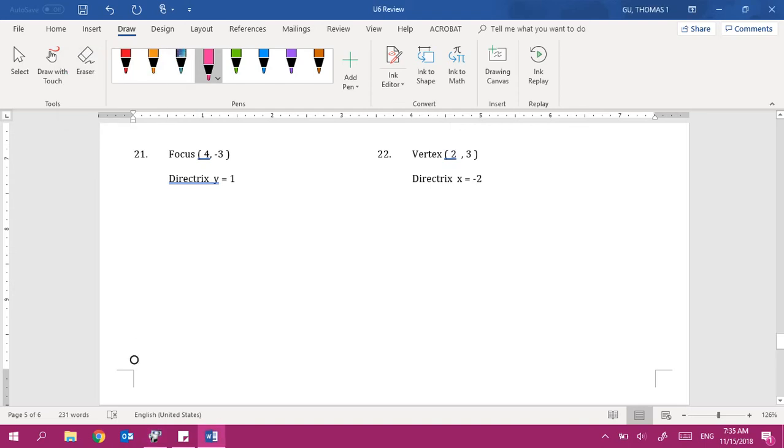All right, so number 21, it's a little different because they don't give you the vertex, right? But still, the first thing you want to do is identify if it's horizontal or vertical. Is 21 horizontal or vertical? Vertical, because the directrix is y equals something. So the equation for a vertical parabola is y equals a times (x minus h) squared plus k.